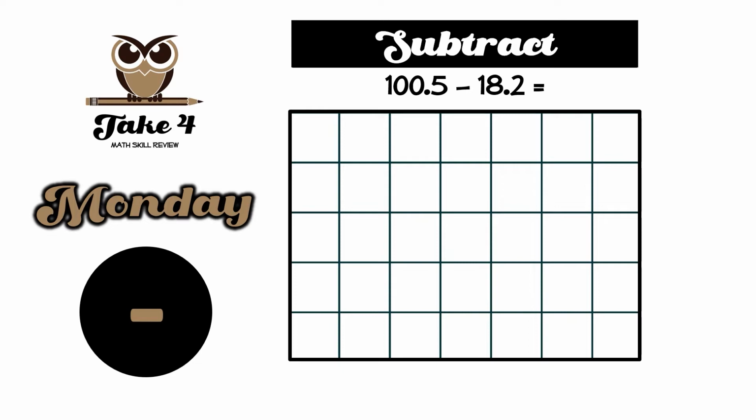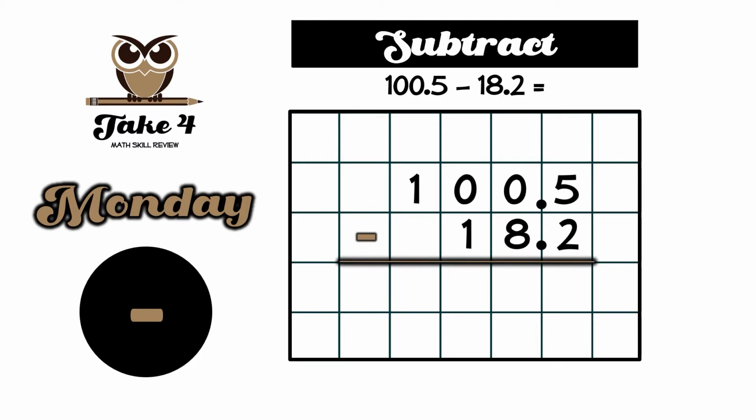Subtract 105 tenths minus 18 and 2 tenths. When you subtract decimal numbers, you need to line up the decimal points. Your problem should look like this. Now it's time to subtract. 5 minus 2 equals 3. Bring down the decimal point.